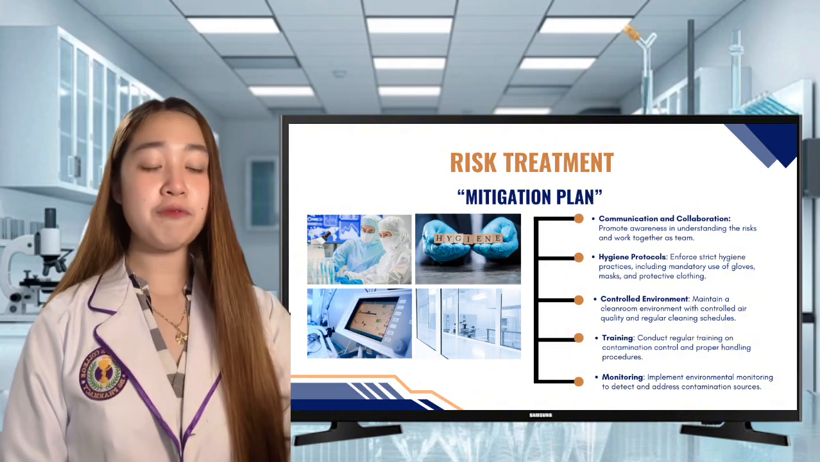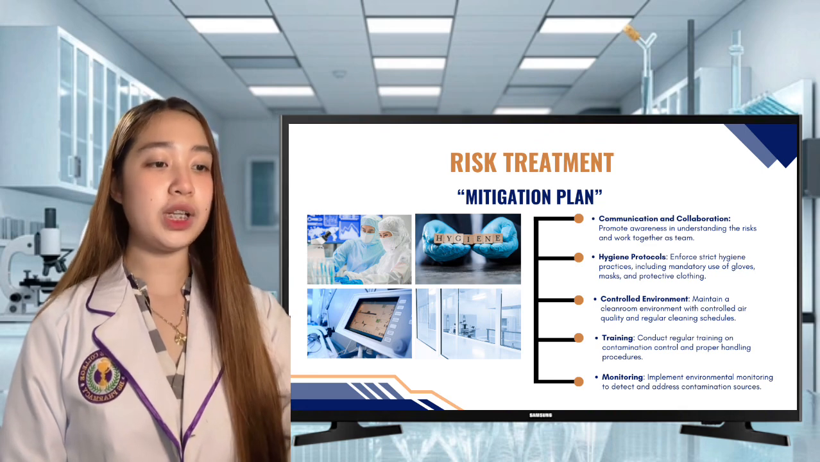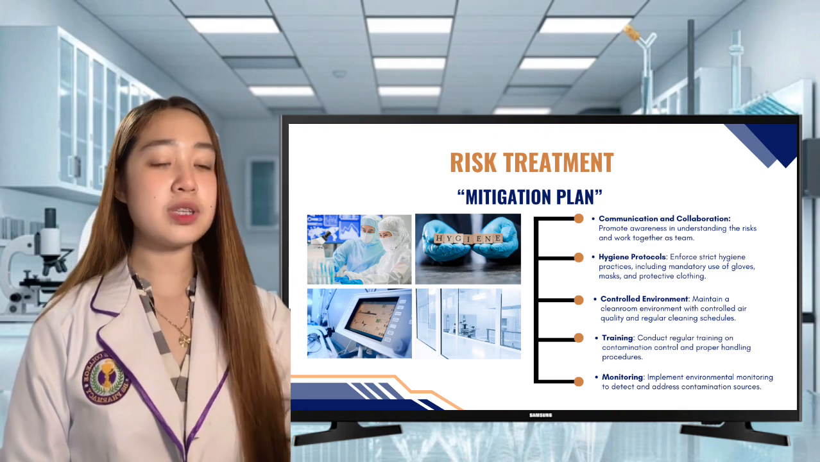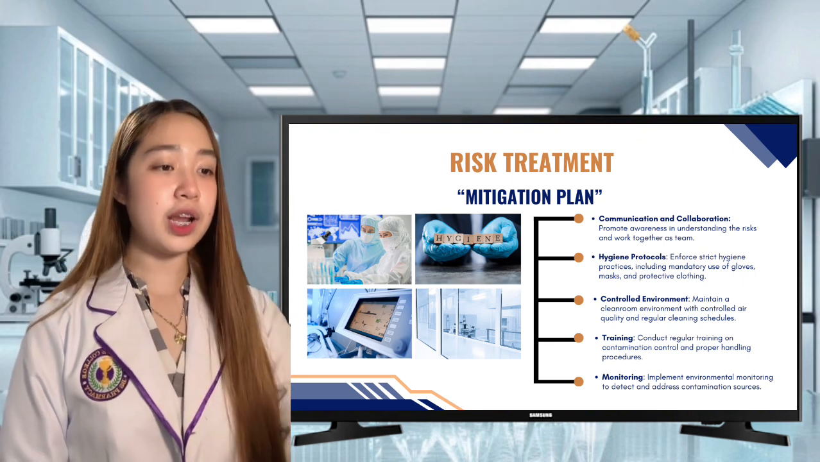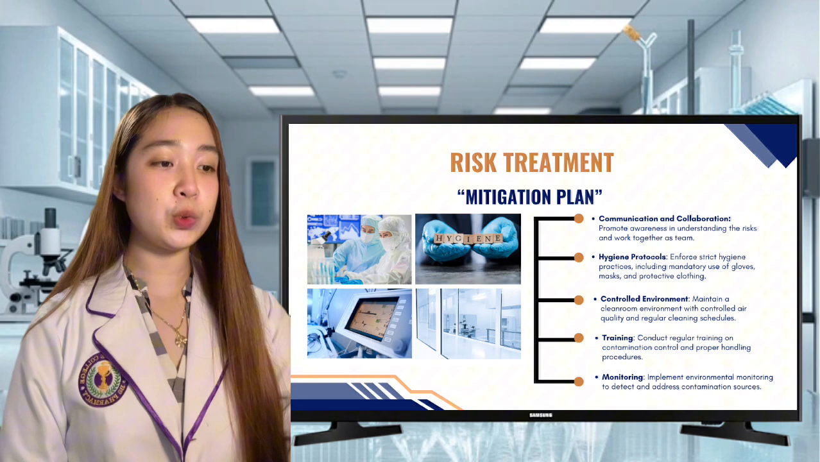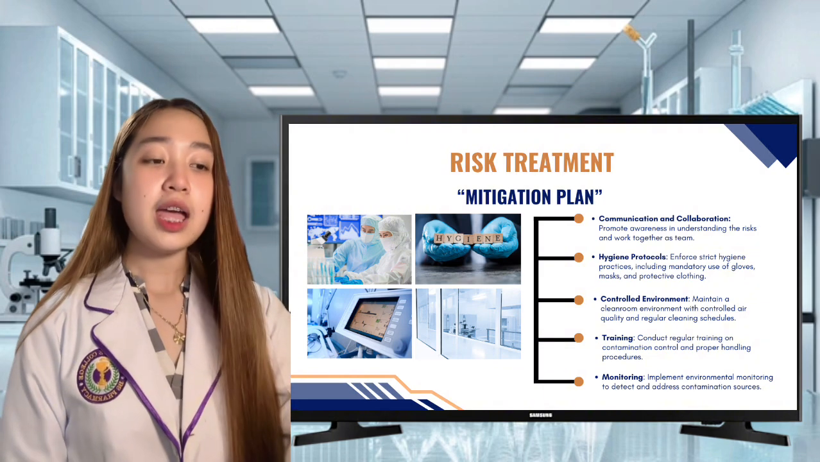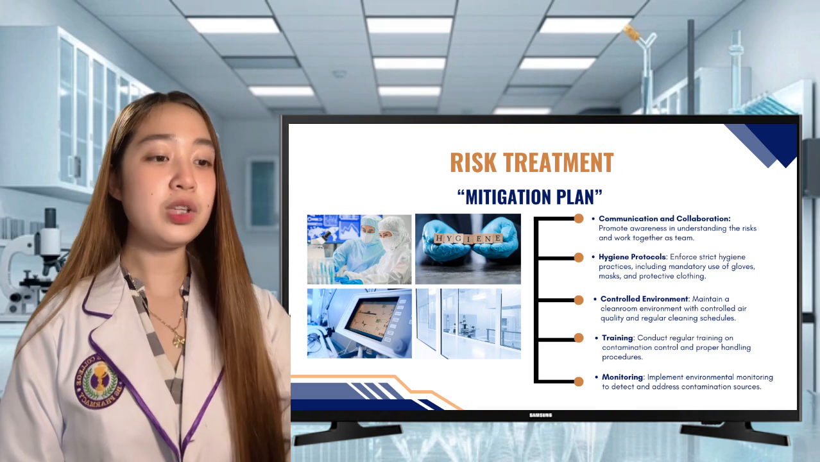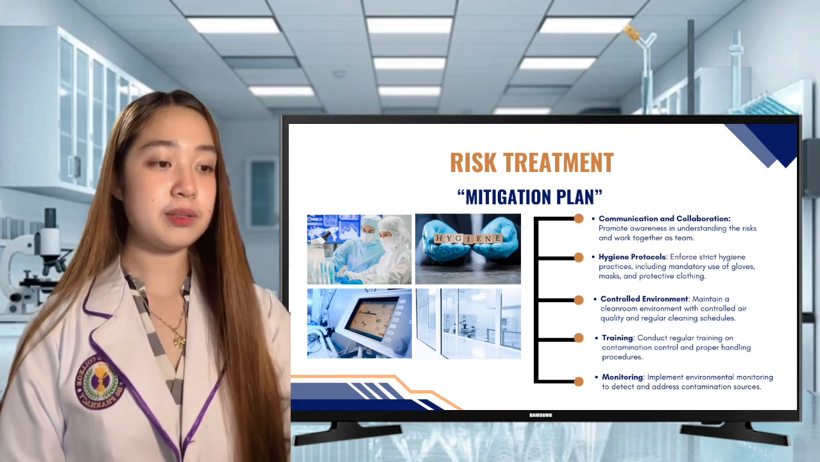Third, controlled environment. Maintain a clean room environment with controlled air quality and regular cleaning schedules. Fourth, training is also included, to conduct regular training on contamination control and proper handling procedures. And lastly is monitoring. Implement environmental monitoring to detect and address contamination sources.